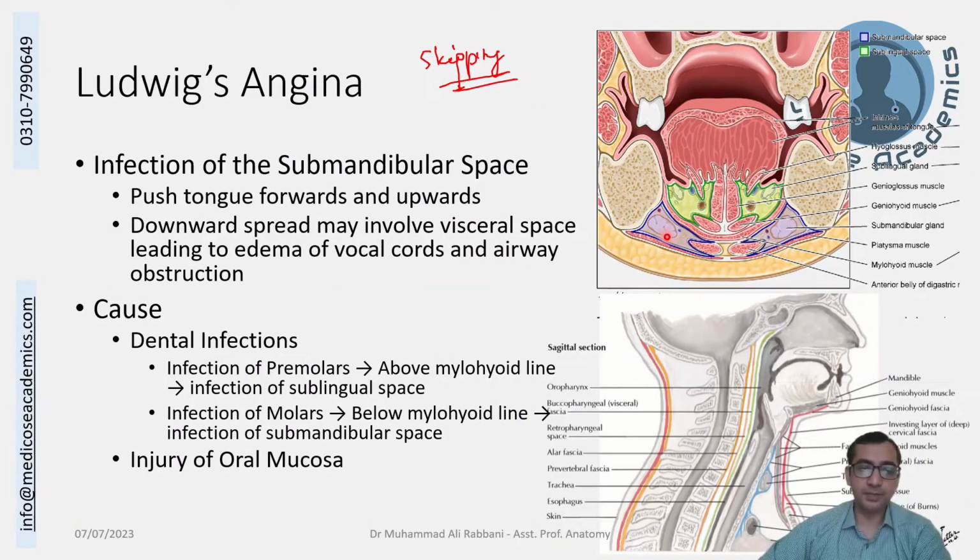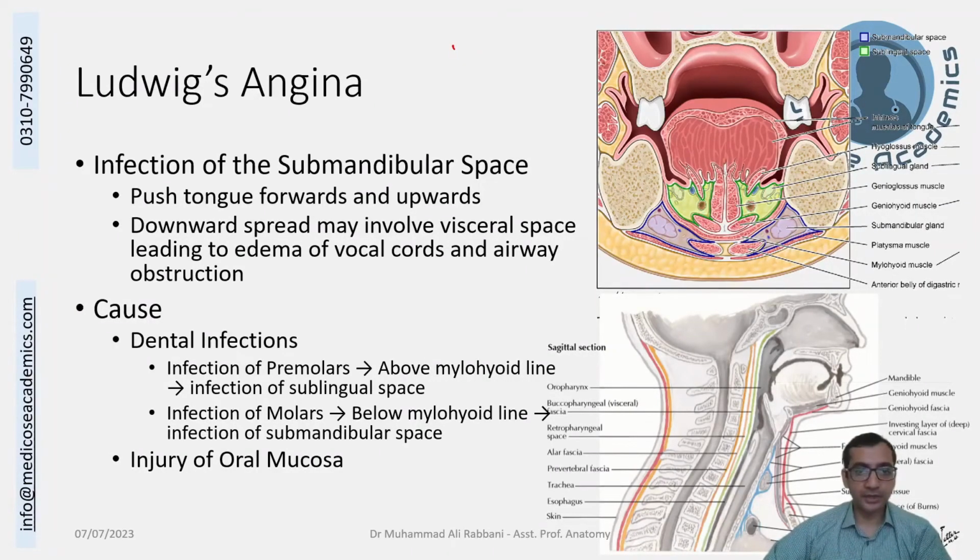The infection of the submandibular space is known as Ludwig's angina. Ludwig's angina may go behind and above into the sublingual space. And usually, why does it occur?